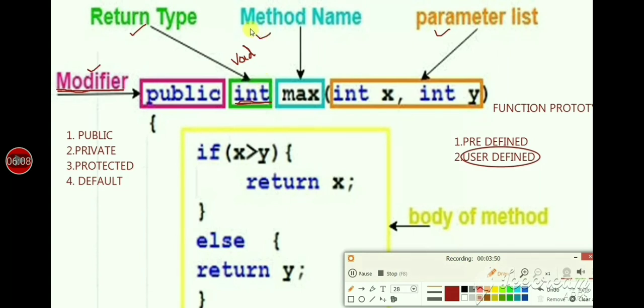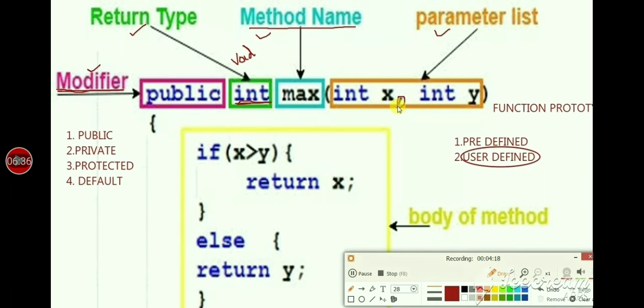The next one is method name. It's also known as function name. It has to be a valid Java identifier. This name should be meaningful. Here max is the method name. The next one is parameter list. The parameter list is a comma separated list of variables of a method, referred to as the arguments or parameters.